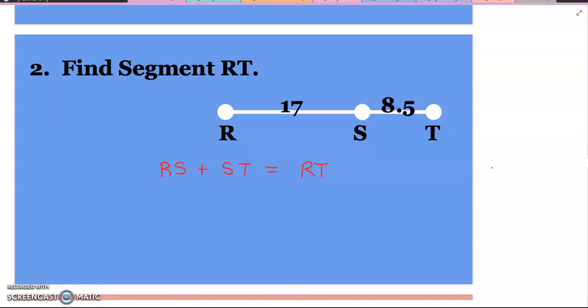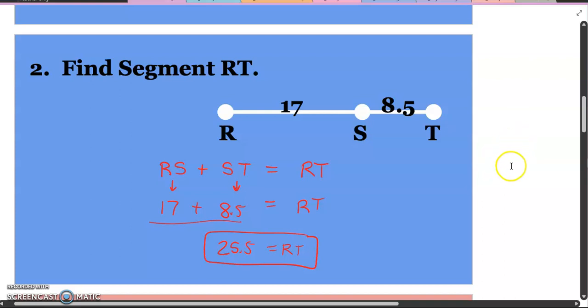Now, if you're looking at this and saying, well, this is easy, why do I even need to write an equation? We want to start with something simple that you already understand. You should understand how to do this based on the beginning part of the video. But looking at this, this is the equation, and now RS is 17, ST is 8.5, and we do know, but don't officially know, what RT is. So all I'm going to do is solve this equation by combining like terms, and 25.5 is going to be the length of my RT.